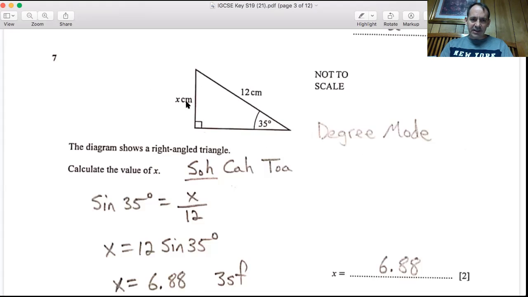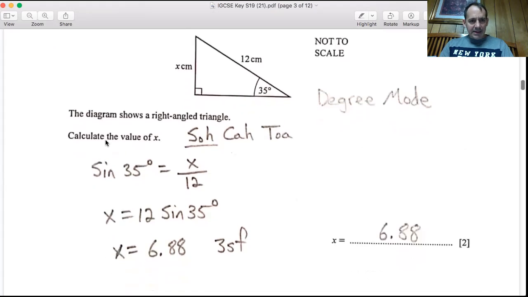So this over here is the opposite. This one is the hypotenuse because it's across from the 90. And this one down here is the adjacent. So again, 35 degrees, so make sure your calculator's in degree mode. The two sides that we have with respect to our angle here are the opposite and the hypotenuse. Here you see O and H. So that means we're going to use the trigonometric sine.